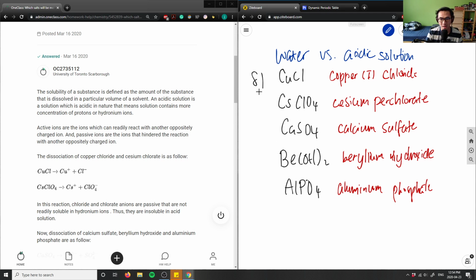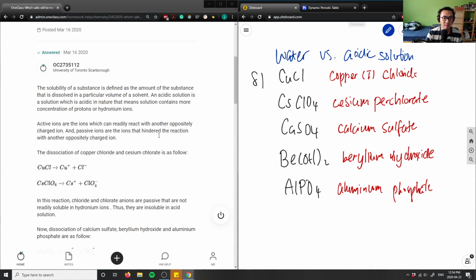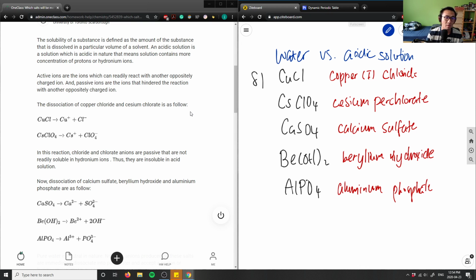Calcium, we have obviously the calcium and the sulfate ion. We have beryllium and the hydroxide ion, and aluminum and the phosphate ion, right? So they drew all these ones here. And it says, in this reaction, chloride and the perchlorate ions are passive, that are not readily soluble in hydronium ions. Thus, they are insoluble in acid solution.